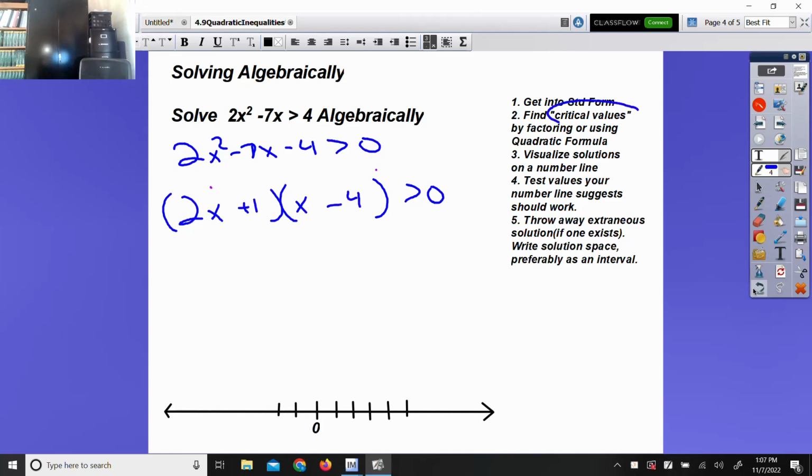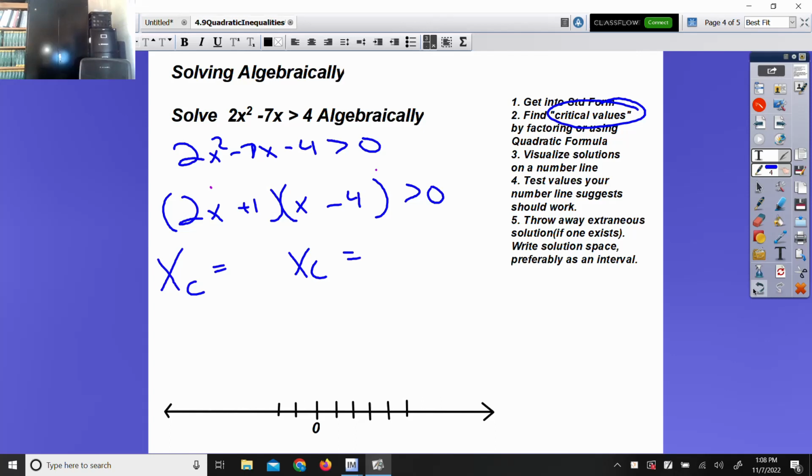Notice I call these critical values. I actually legit cannot say x equals here. Why not? It's an inequality. It doesn't have equality in it, does it? These are actually called critical values. They're not x's, they're x critical values. I always call them x subscript c. Whatever you want.